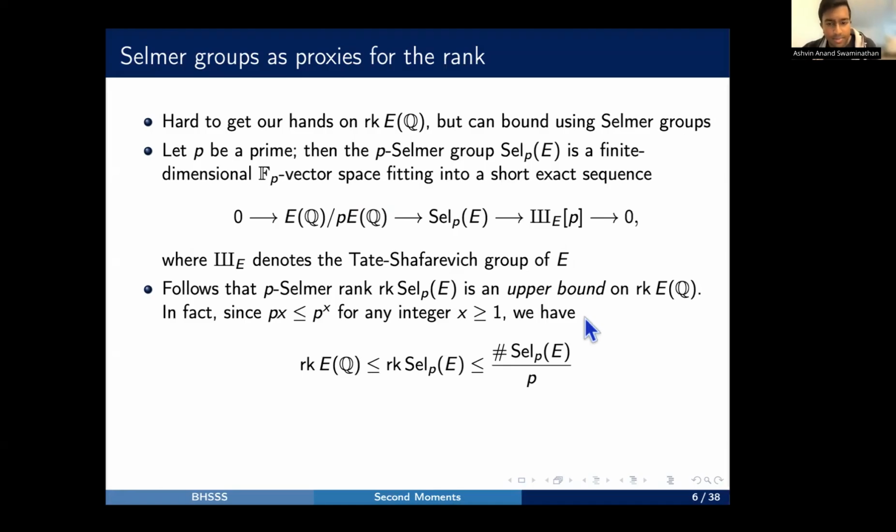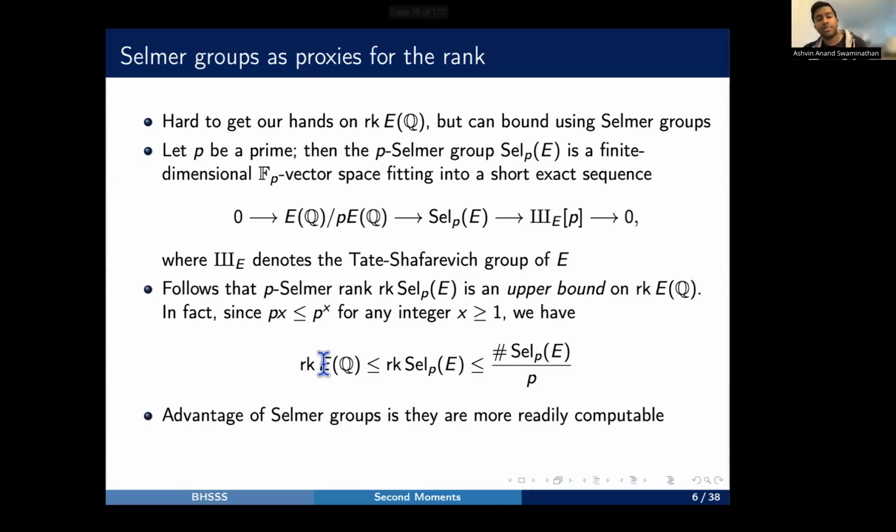And we can be a little bit more quantitative here. There's a basic inequality which states that Px is less than or equal to P to the x for any integer x at least 1. So that implies that the P-Selmer rank of E is at most 1 over P times the size of the P-Selmer group. So that's a very simple bound. But what it means is that if you can bound moments of the size of the P-Selmer group, then you can bound moments of the rank. The advantage of using these Selmer groups is that they're more readily computable.